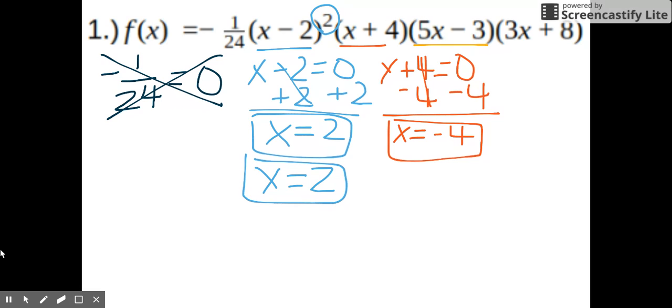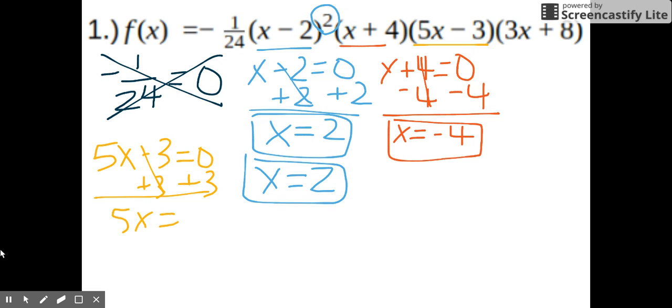So I got x equals negative 4. Next, we've got 5x minus 3 equals 0. I'm going to add 3 to both sides, so I got 5x equals 3, and then I'm going to divide by 5. So I got x equals 3/5.